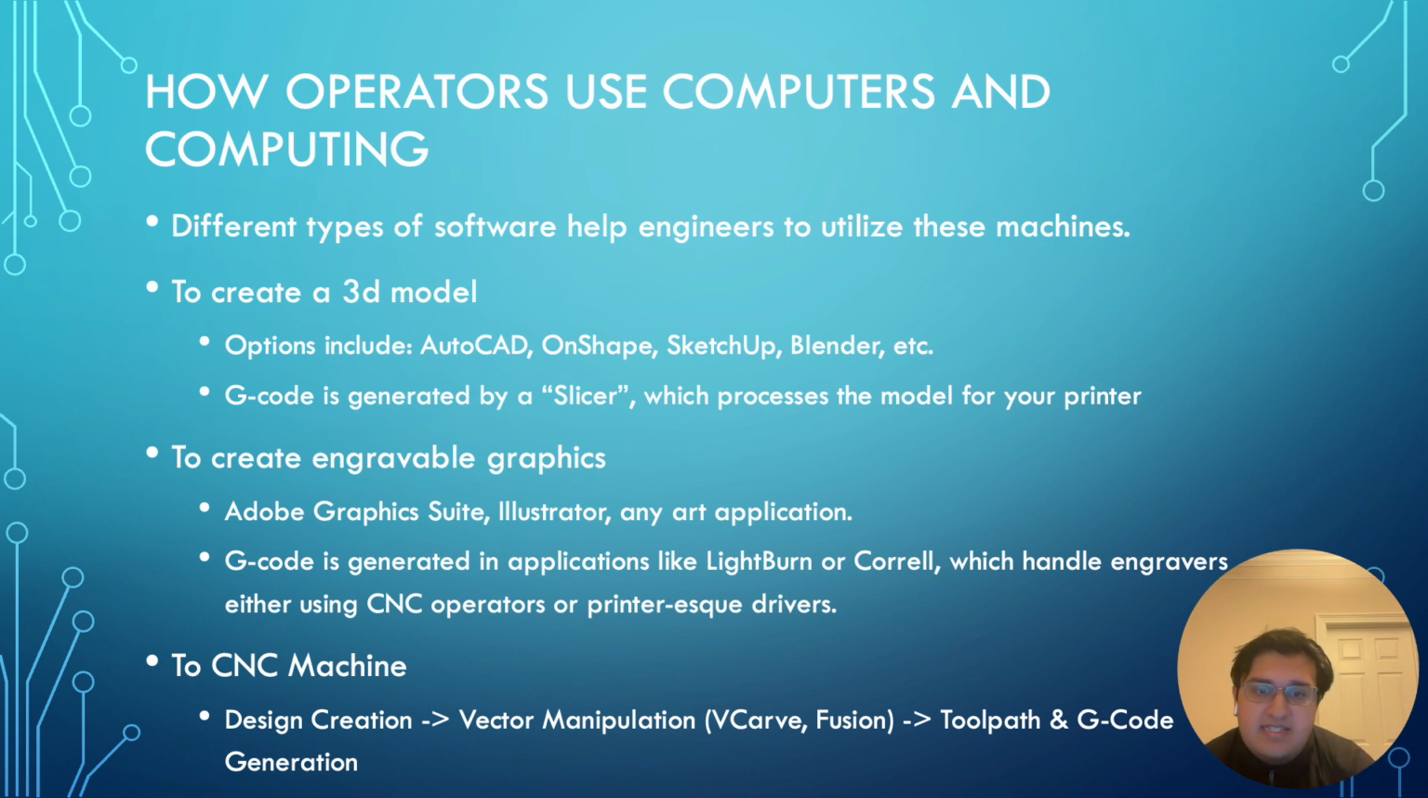engravers. CNC machining is a little more complicated because you have to create your design just like an engraver, but then you also have to do vector manipulation because it's important that everything's connected and concise on a CNC machine because of the dangers of a spinning drill bit. After that, the software that you use, be it like Autodesk Fusion or VCarve, is going to create toolpaths. So you decide what gets cut and what gets engraved, and then it's going to generate that G-code.